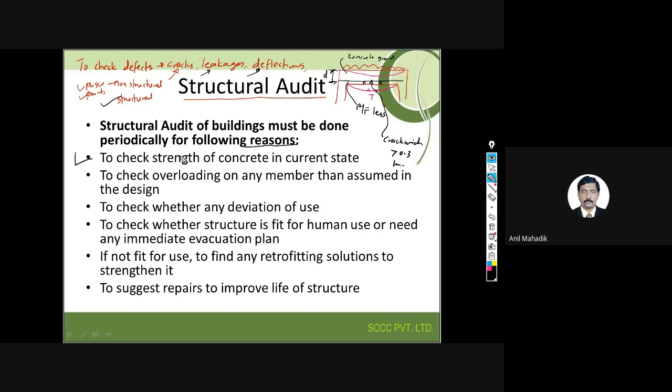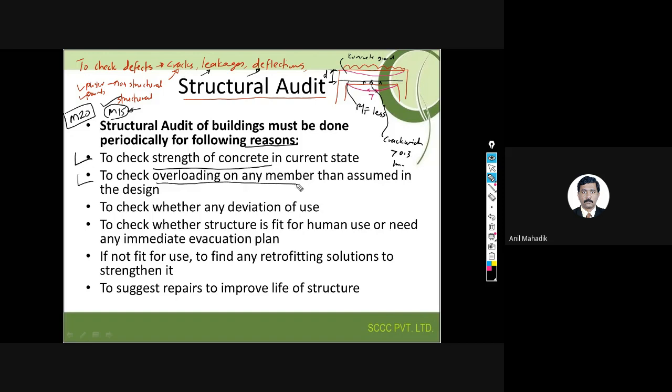Then we have to check the current strength of the concrete. At the design stage, let's say I gave the grade of concrete as M20, 20 years back. If I check it today and the grade is, let's say, M15 only, that means there is a loss of 5 Newton per mm square in grade strength. Then we need to check whether this is sufficient or whether there will be any structural problem. So we check the strength of concrete at the current state.